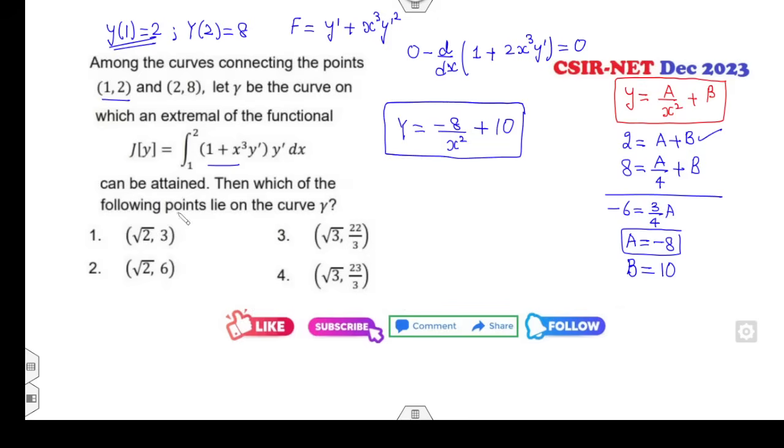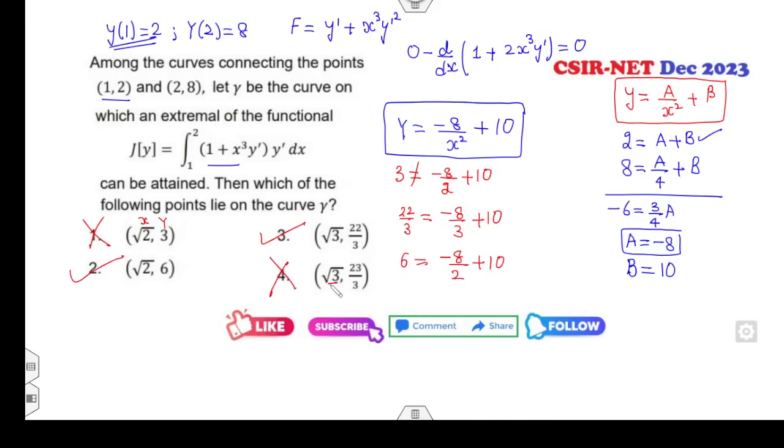Fine. Now you can substitute the value. This is my x and second is y. So 3, which is minus 8 over 2 plus 10, not satisfied. Second number is 22 over 3 minus 8 over 3 plus 10, satisfied. Third option 6 minus 8 over 2 plus 10, satisfied. Third option is not satisfied because when x is equal to root 3, it's 22, but it is my 23. B and C are the right answer of this problem.